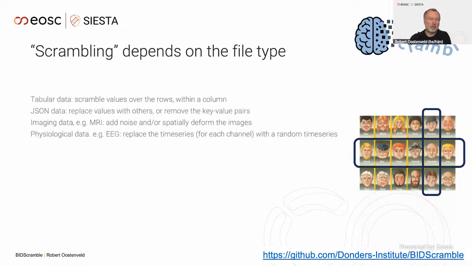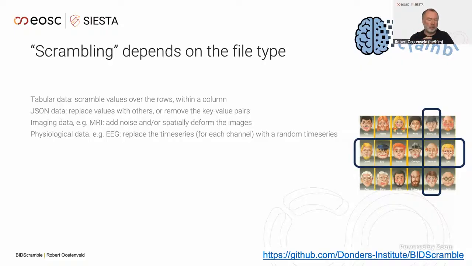So what we have implemented so far, and these are definitely things that we can further extend, is that for tabular data, we scramble the values over the rows, so within a column. That means that the age column, for example, all the values of the age are shuffled within that column, thereby destroying the relationship within one participant, which is one row of the data.